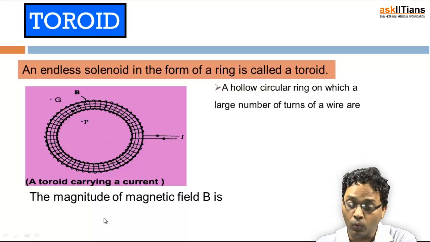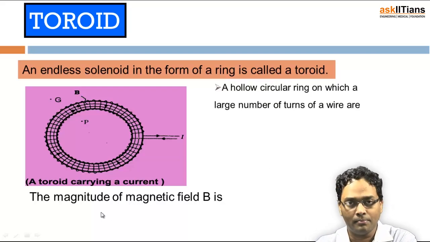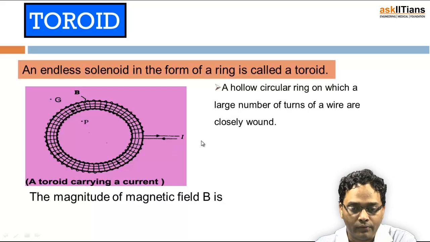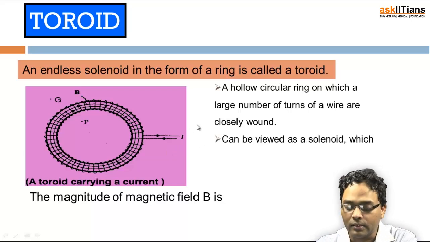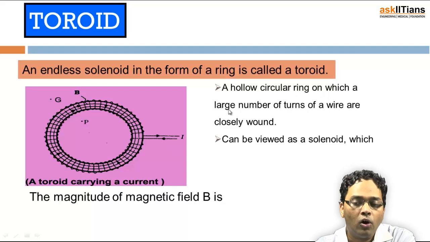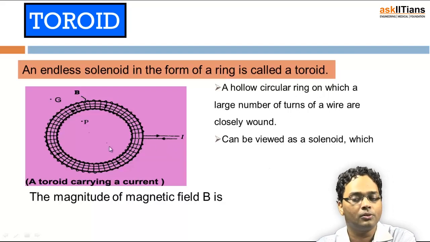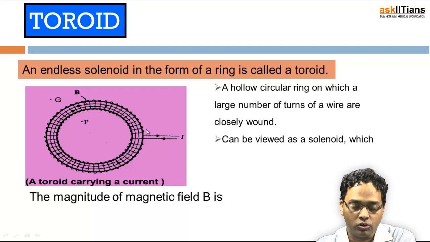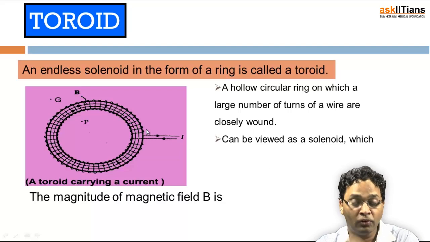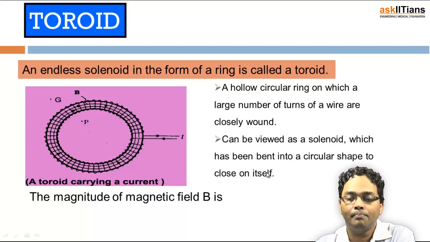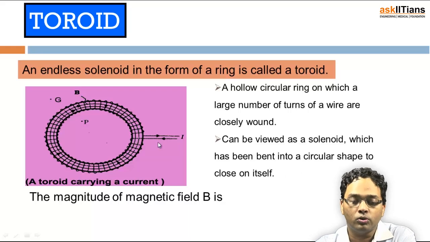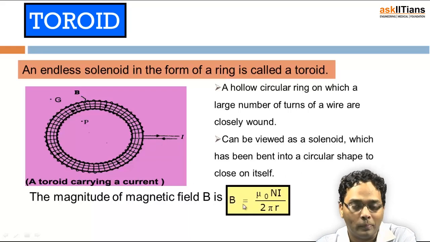So if you want to find out the magnitude of the magnetic field B, first of all, let's try to understand what exactly constitutes a toroid. A hollow circular ring on which a large number of turns are closely wound. It can be viewed as a solenoid which has been bent into a circular shape to close on itself. So there are no open ends. Like in the case of a solenoid, there are no open ends here.